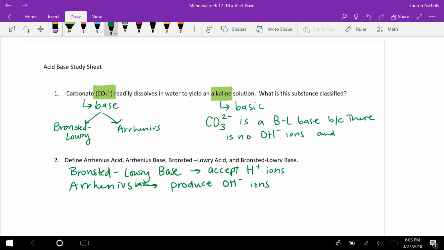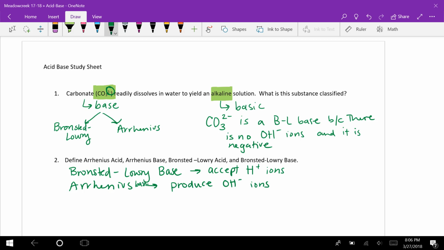And there's actually another reason. If we look at carbonate, this 2- charge means that we know that negative things are attracted to positive things, so it will readily accept a hydrogen. That negative charge means that it will gladly accept the hydrogen plus ion that's part of the Bronsted-Lowry definition.